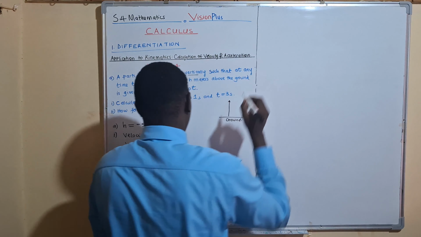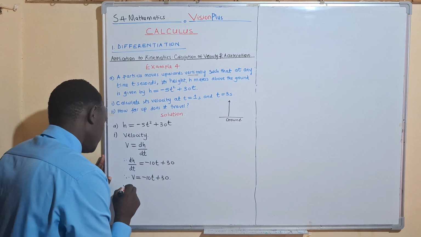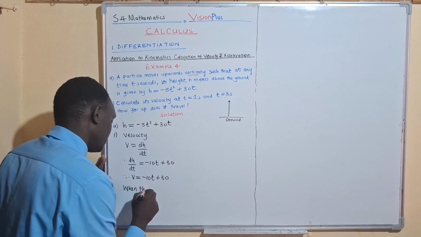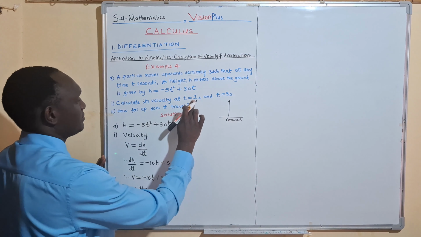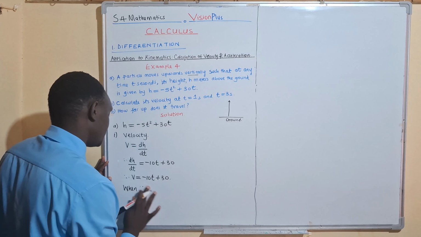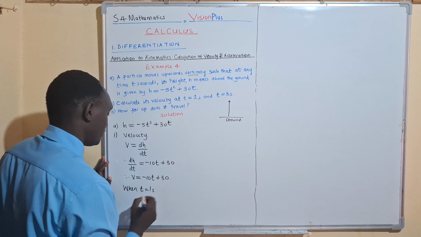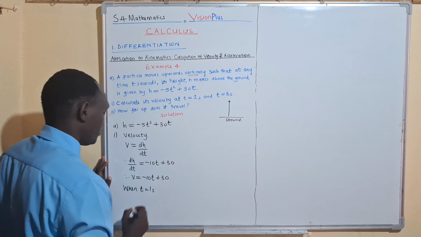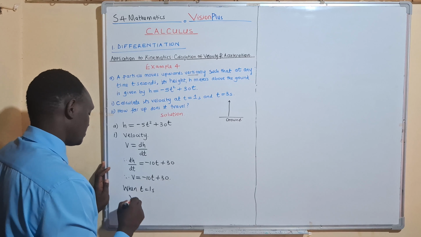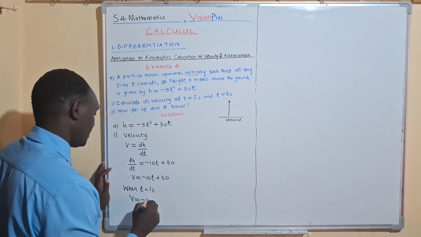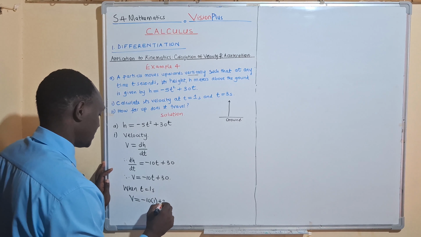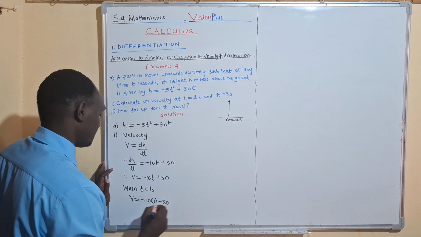What if the time is 1 second? So when t is 1 second, what is the velocity? Then you simply substitute for t as 1 in the expression for the velocity. Therefore, we shall have negative 10 times 1 plus 30. This here gives us 20 meters per second.